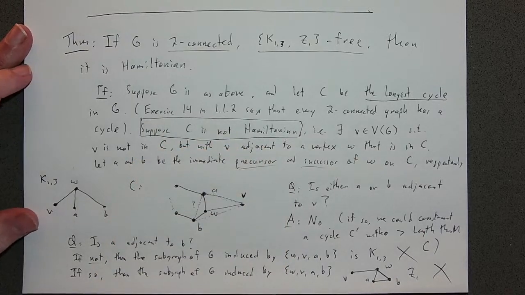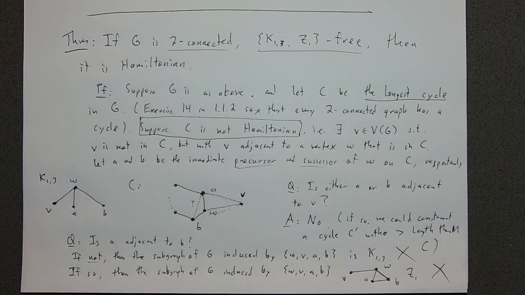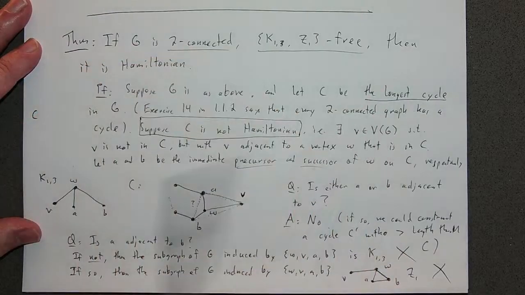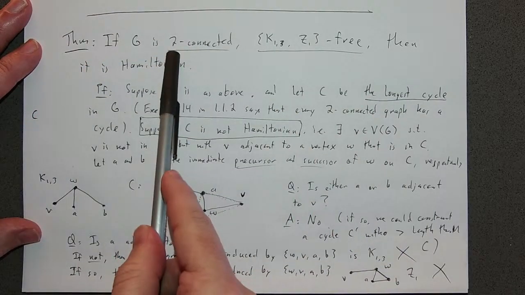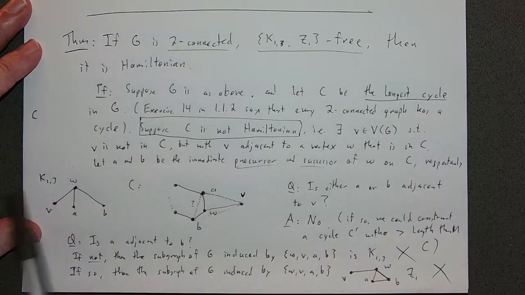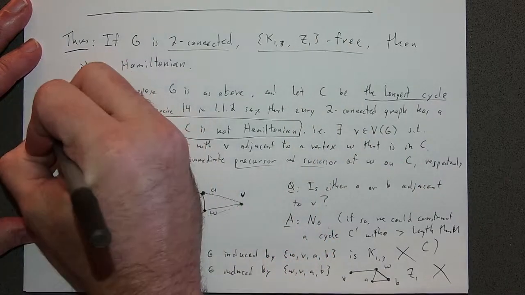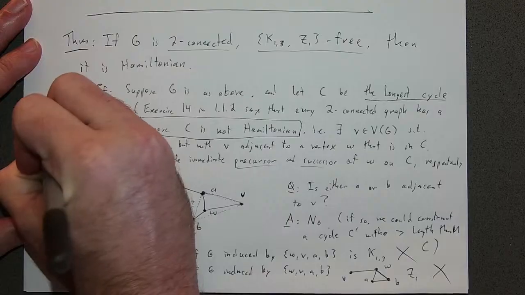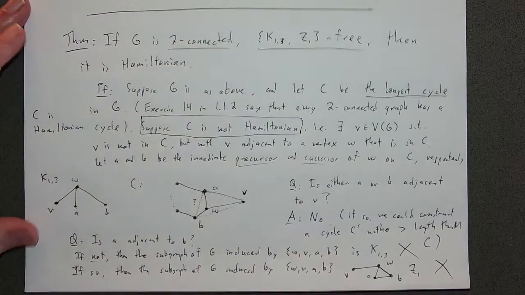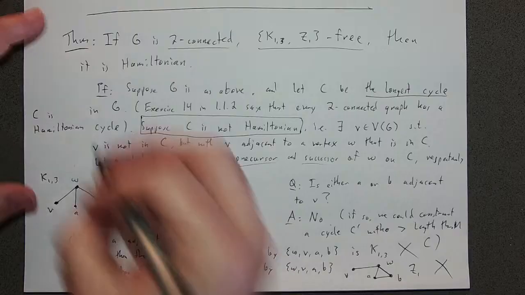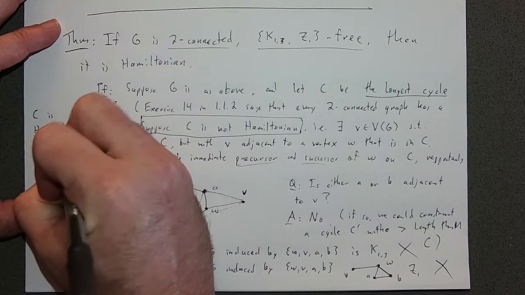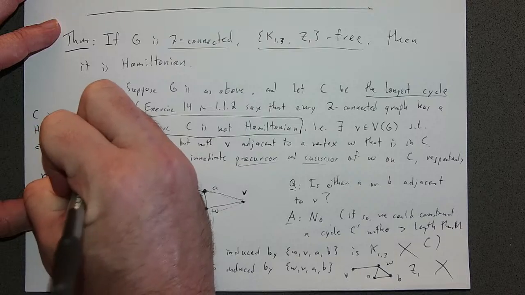We supposed that C was not Hamiltonian. And so C must be Hamiltonian. This longest cycle in G, when G is 2-connected, claw-free, and Z1-free, has to actually be Hamiltonian. If C is Hamiltonian, it's a Hamiltonian cycle in G, thus G is Hamiltonian, since it contains a Hamiltonian cycle. And that's that.